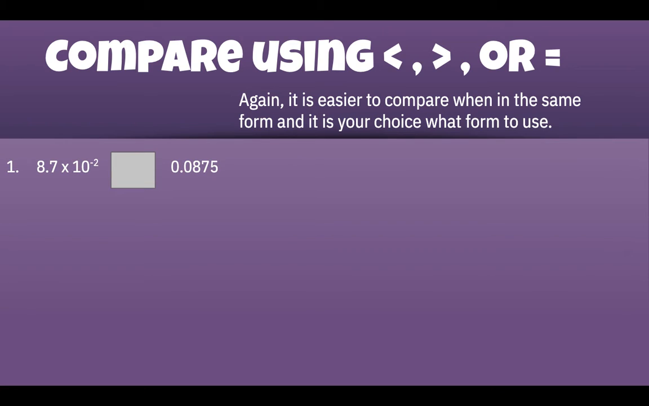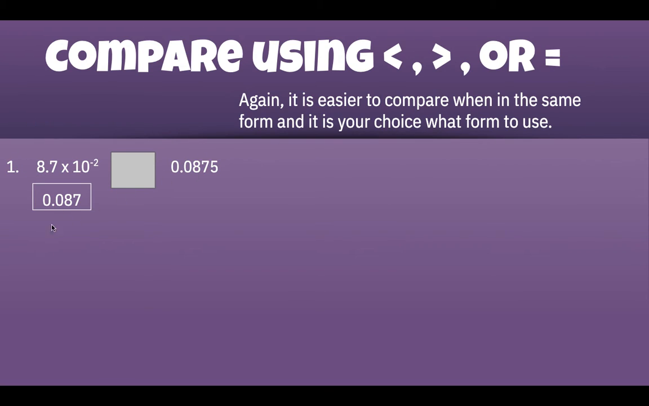So we have 8.7 times 10 to the -2nd, and then we have the standard form of 0.0875. So I'm going to convert our scientific notation into standard notation. What's this telling me? We have to make our number smaller, so I have to move my decimal 2 places to the left. 1, 2, so I'm going to add a 0 in front. And that's our number.